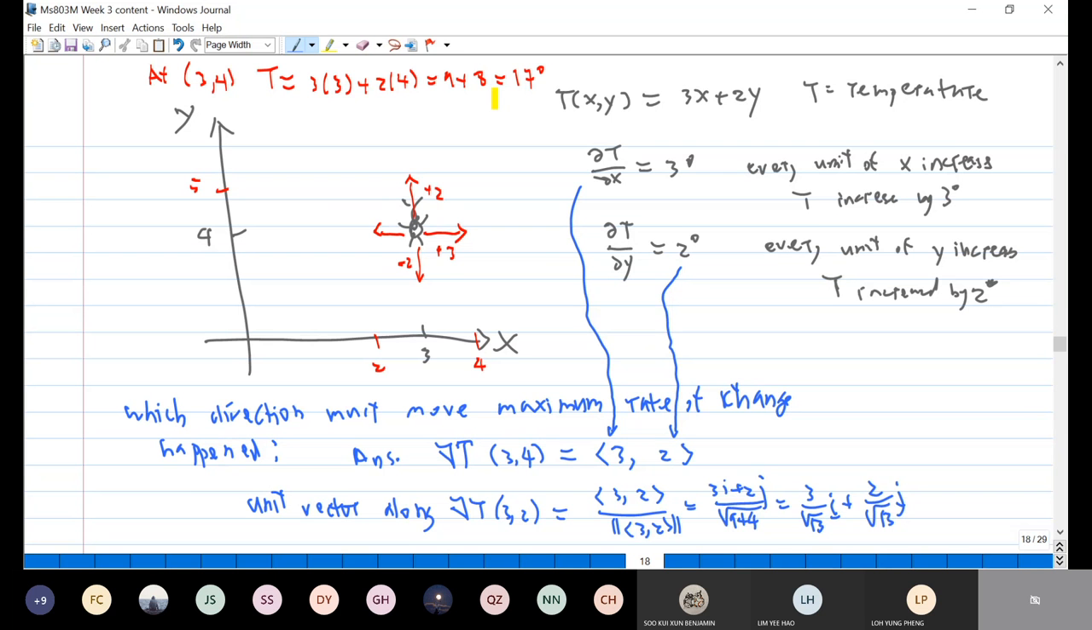If the insect moves along this direction, then it will get warmest fastest. It gets warm very fast. That is the maximum rate of change: the temperature changes fastest in this direction. So why is this the direction?